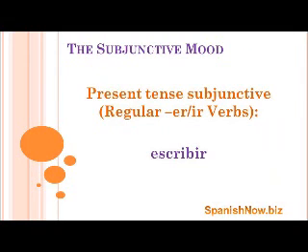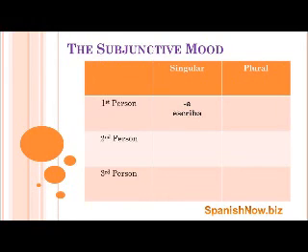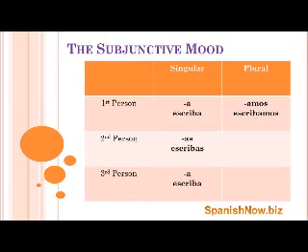And shifting gears, we'll go to the ER-IR set. Escribir, to write. Yo escriba. Tú escribas. You'll notice I've underlined the opposite vowel in all the suffixes here. Que él, ella, usted escriba. Que nosotros escribamos. Vosotros escribáis. Finally, que ellos, ellas, ustedes escriban.